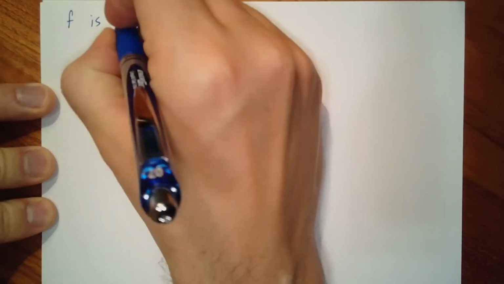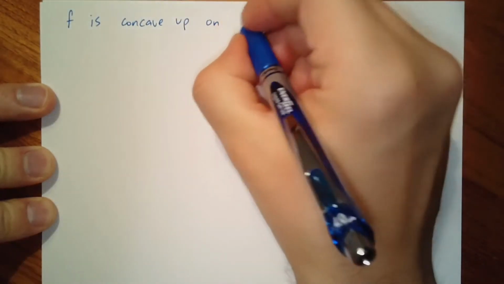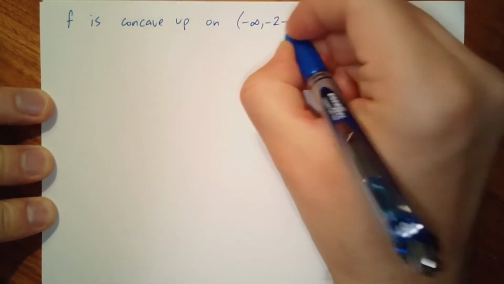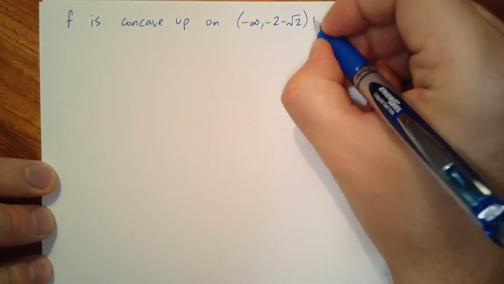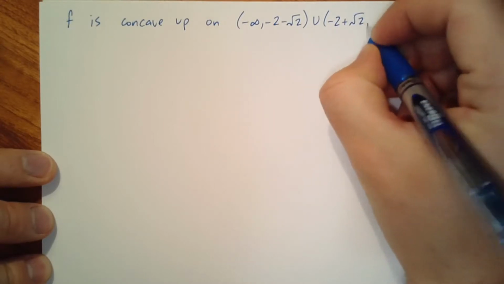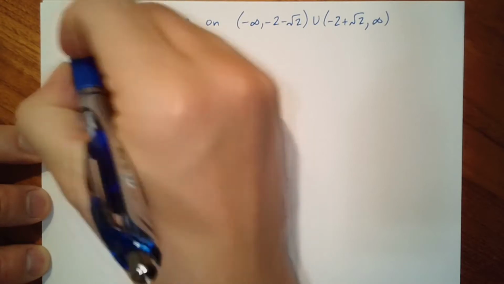So what do we got? We got our function f is concave up on two intervals. Actually, it's concave up on the interval that goes from negative infinity to negative 2 minus root 2, but also on the interval that goes from negative 2 plus root 2 to infinity. So that's where it's concave up, and then it's concave down in between.